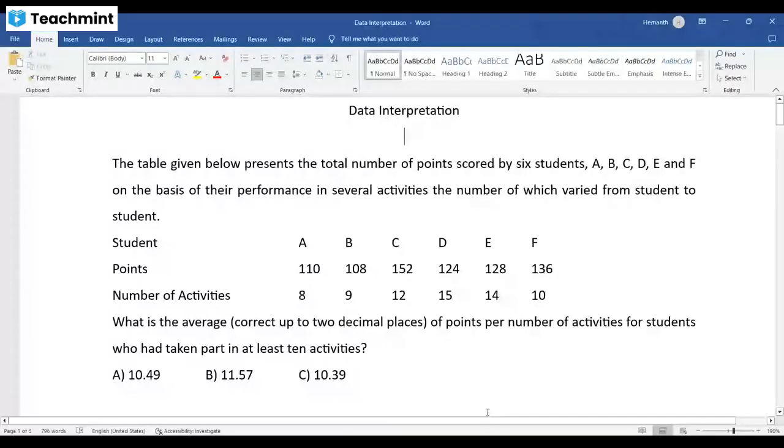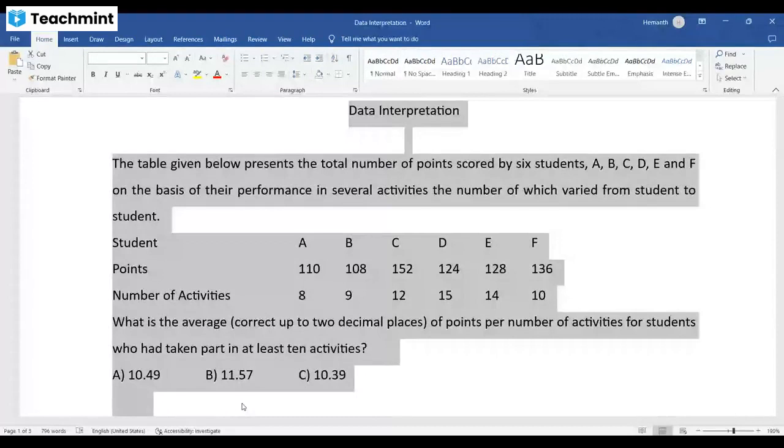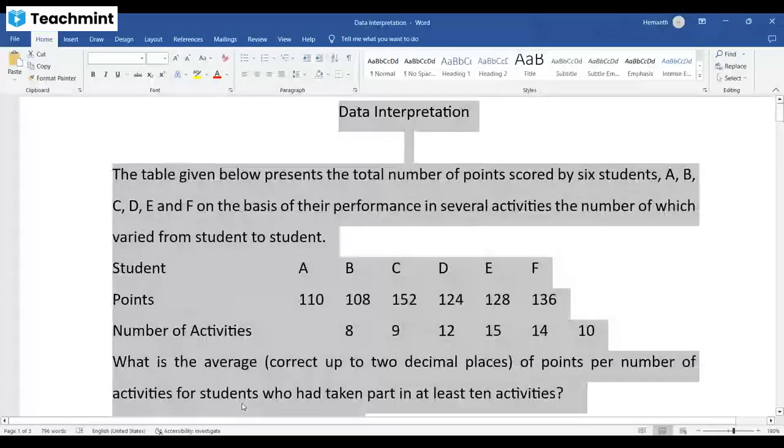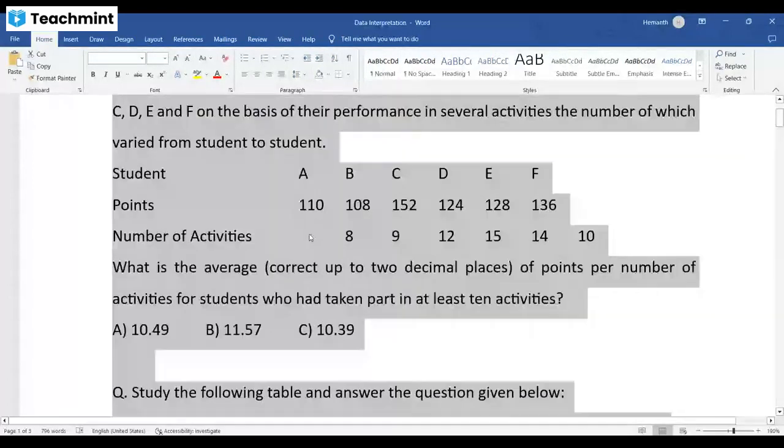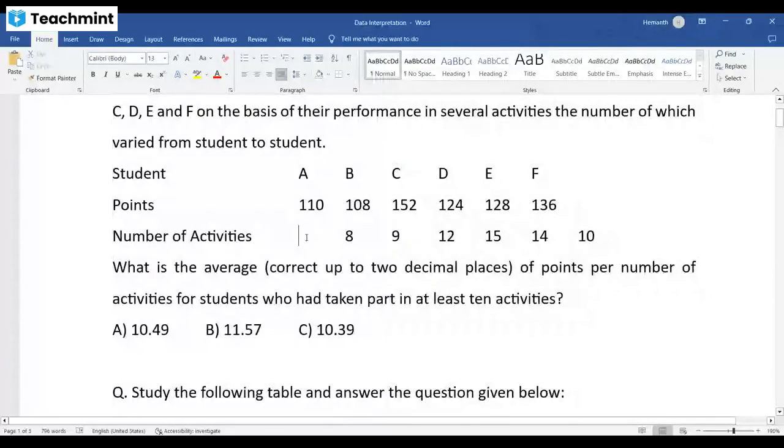Right, now let's see about the discussion. They have given students A, B, C, D, E, F, the 6 students. What are the points they got? A number of activities they mentioned. Now the question is regarding what is the average value, correcting to 2 decimals. Correcting to 2 decimals, what is the average value?